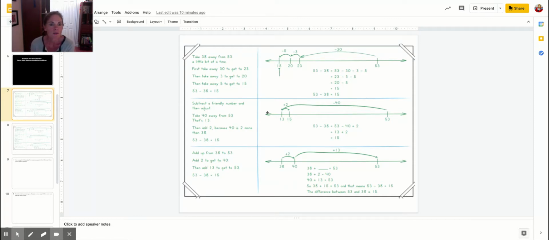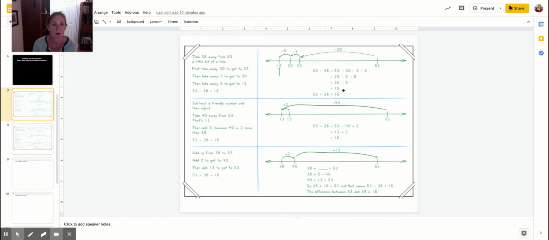So let's look at these charts and see if you can figure out what is going on here. You did that a little bit yesterday. You also did that a little bit actually right before our break, where you looked at somebody else's work and you figured out what they were doing.